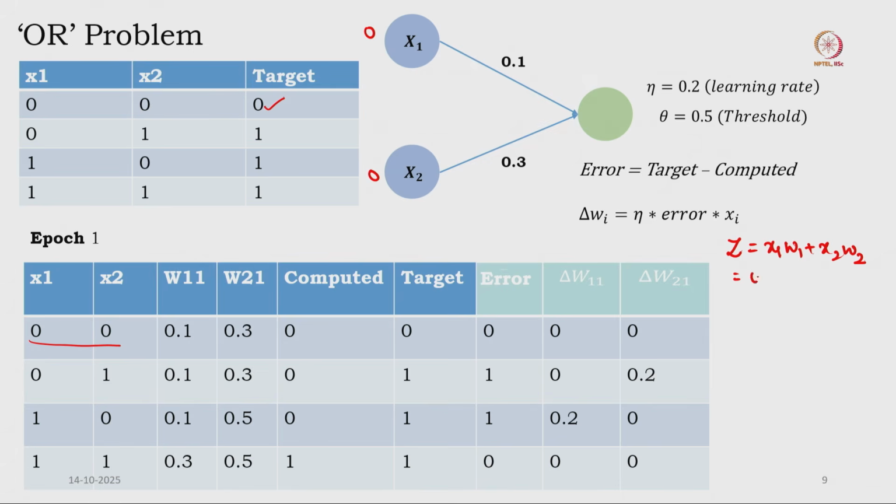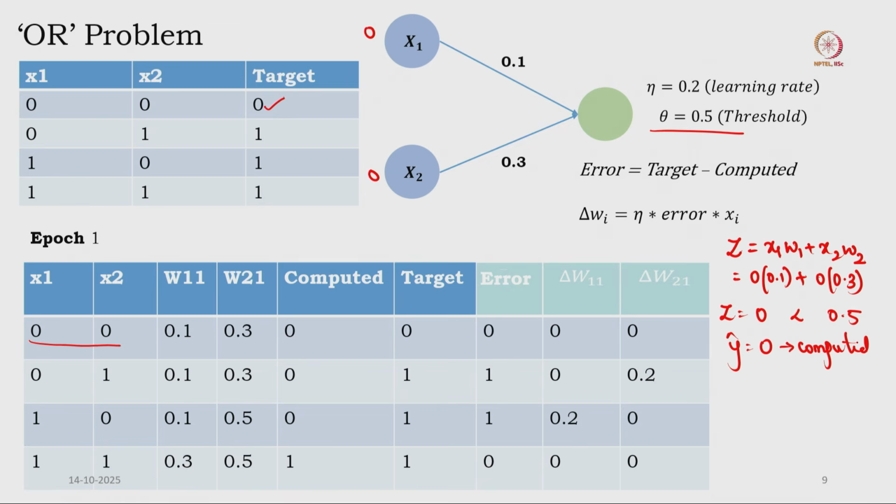What is X1? The X1 value is 0, and the weight is 0.1. What is X2? X2 is also 0 and the weight is 0.3. So, definitely the value is 0, and this is less than the threshold. What is the threshold value that is defined? The threshold is 0.5. Since the value is less than the threshold, the predicted value is 0. So, we can say the computed value is 0.